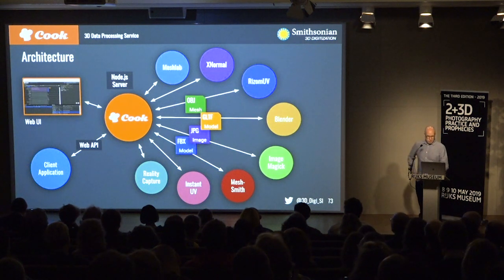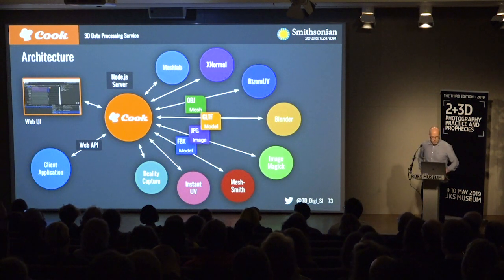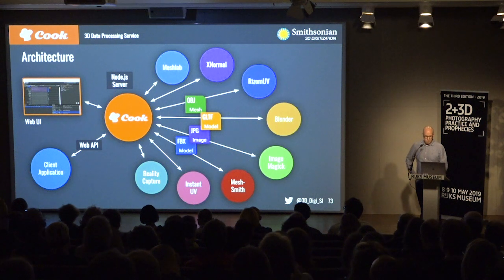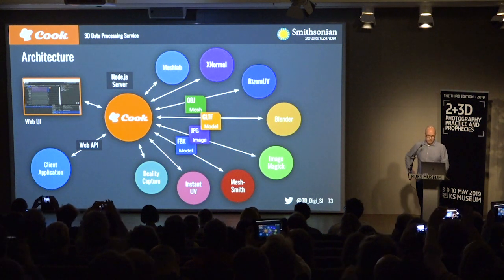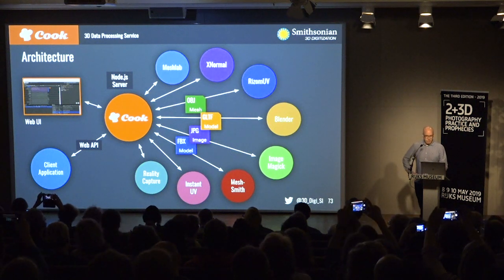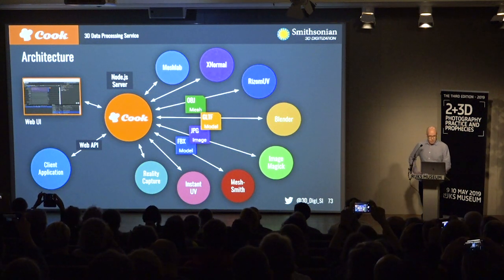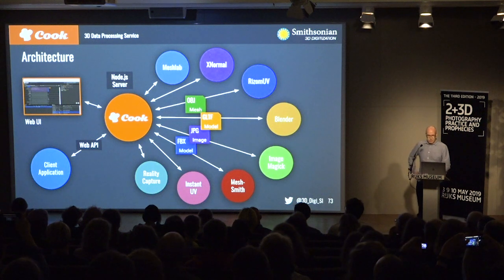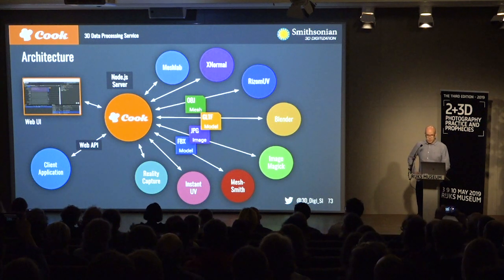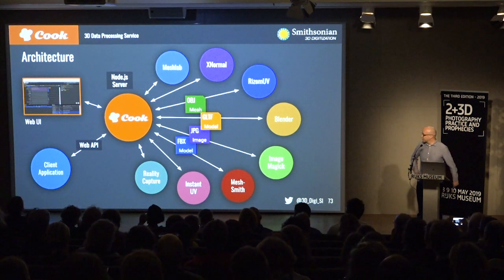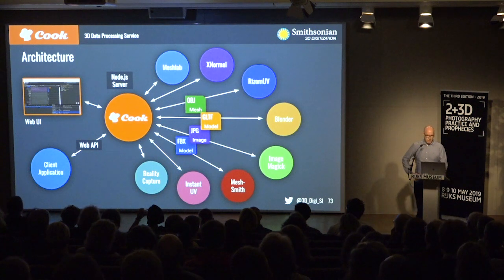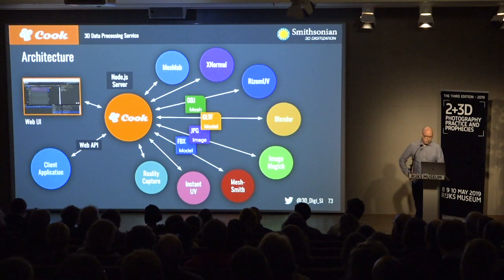So on a technical level, it looks like this. The cook runs on a web server, has a web user interface, so we can directly interact with it, or you can remote it through a web API. And then the cook basically offers you these recipes that it knows about, and then processes your data according to the recipes by reaching out to all the individual tools behind the scenes.